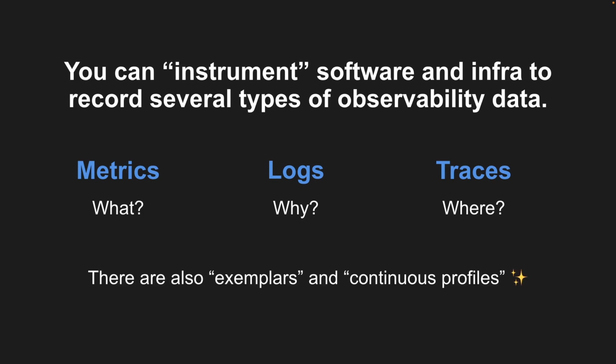Now, these are the main 3 data types in observability, but this is a field where a lot of innovation is happening. So, for example, there are other data types like exemplars and continuous profiles that I won't go into now, but just know that they exist. And know that certainly the types of data you can record about the performance of your software are not limited to these 3 things. Also, this is a good point to say that this absolutely still applies to AI and ML software too.